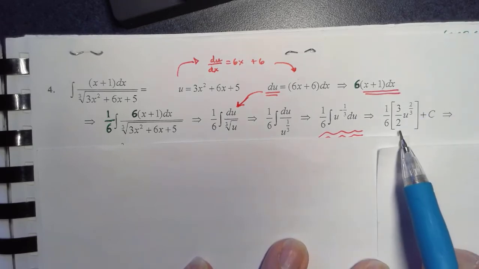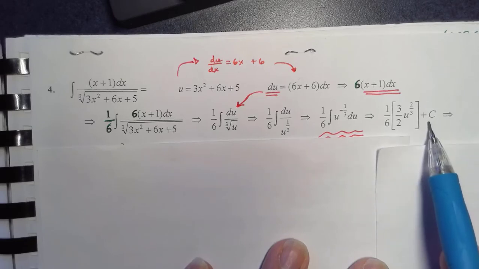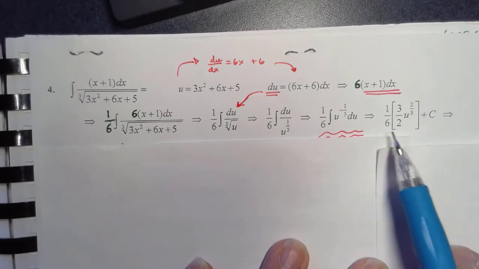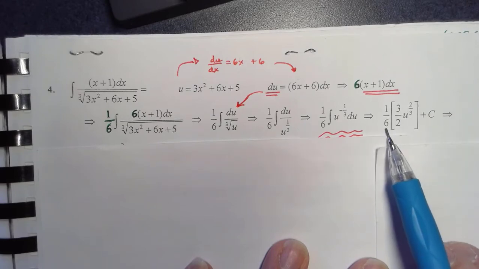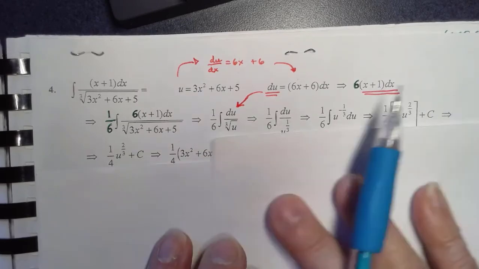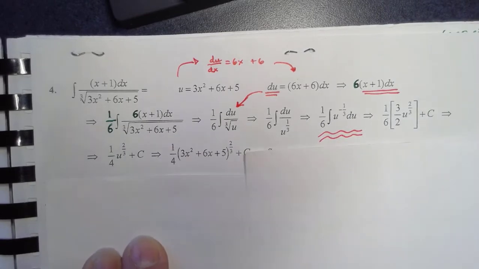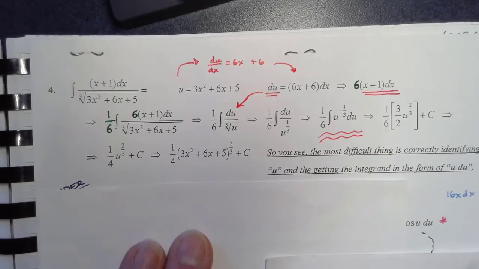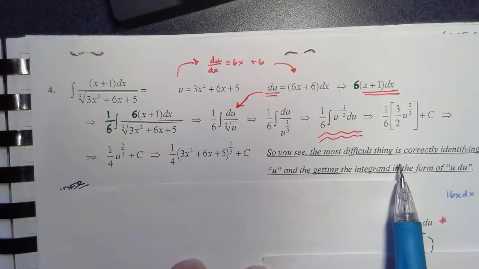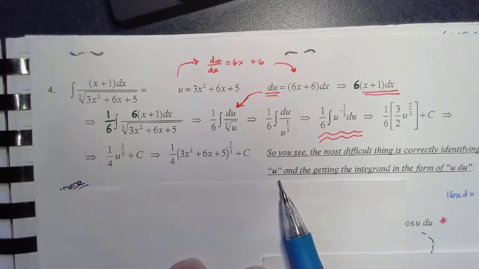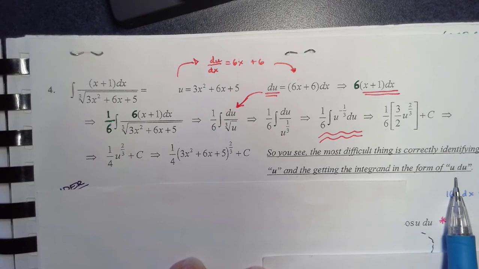Dividing by 2/3, by this time you ought to be pretty good at knowing that when we divide by 2/3, that's the same thing as multiplying by 3/2, plus our constant c, the c of frustration. And we're going to reduce as we go. So 3 goes into 6 2 times. 2 times 2 is 4. And now we're going to back substitute in, and there you go. So you see, the most difficult thing is correctly identifying your u and getting the integrand in the form of u du.